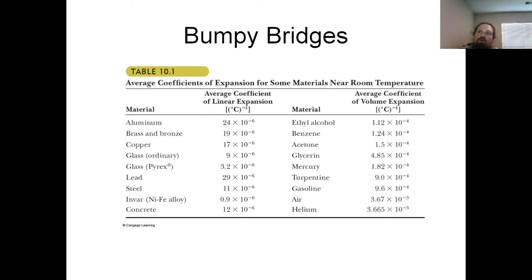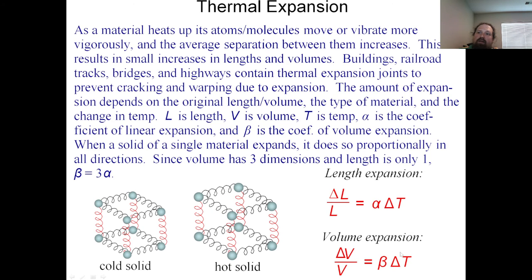The other column right here, coefficient of volume expansion, these represent the beta in the volume expansion version. So the volume expansion formula works the same way as the length one. We just swapped out volume for length. Rather than growing in one dimension, you're growing in all three at the same time. And instead of alpha, the coefficient of linear expansion in one dimension, it uses beta, the coefficient of volumetric 3D expansion in all three axes.